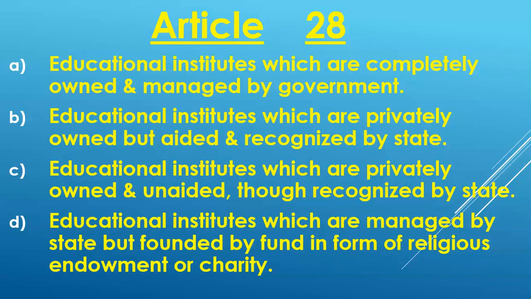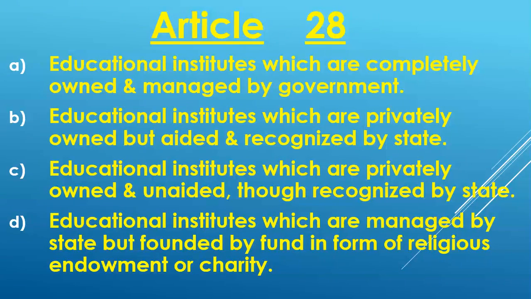So friends, the first category, or A, is educational institutes which are completely owned and managed by the government. Now what does it mean? It means all the educational institutes, means all the schools and colleges, which are owned by the government and managed by the government. Who is the owner of these educational institutions? Definitely the government is the owner. And who manages these educational institutions? The government manages these educational institutions.